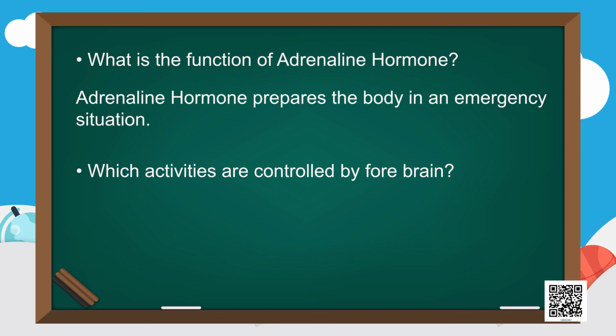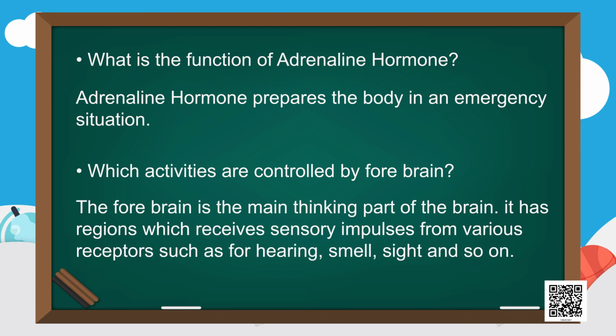My next question is, which activities are controlled by forebrain? And the answer is, the forebrain is the main thinking part of the brain. It has regions which receive sensory impulses from various receptors such as for hearing, smell, sight and so on. Reading, memory and thinking are also controlled by this part.